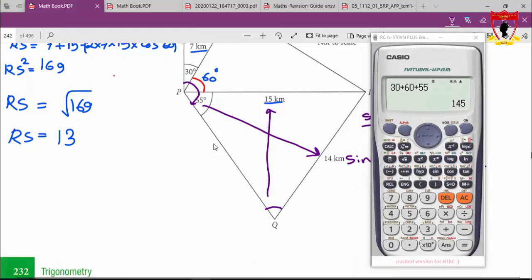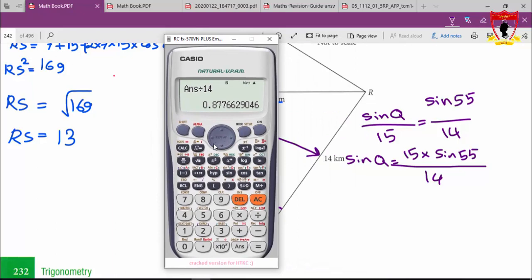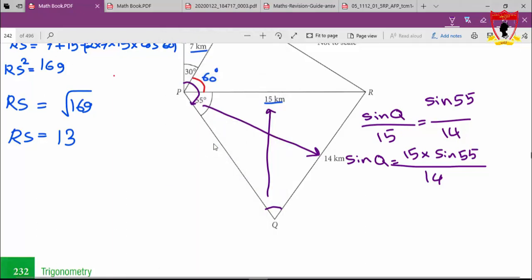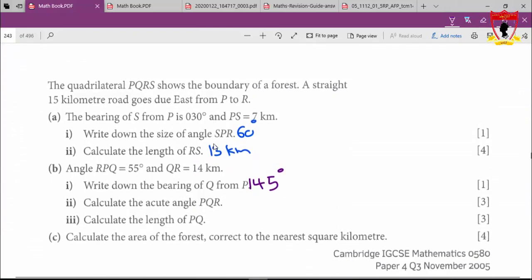Now let's calculate. 15 times sine of 55 is equal to this. Then the result divided by 14 is equal to 0.877. But we don't need this. We need sine inverse of this decimal number to get angle Q. Then sine inverse of the answer is 61.36. It's 61.4 nearly. So angle Q is 61.4.